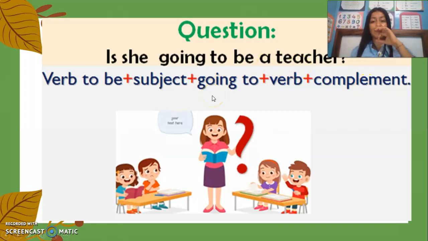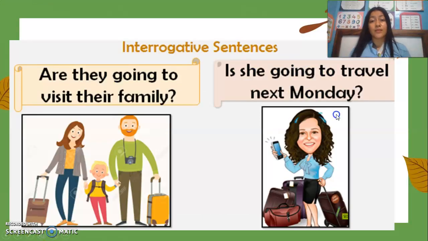Let's read the sentence together, please. Is she going to be a teacher? It's a question. We don't know, but we are asking the question. Okay, interrogative sentences. Are they going to visit their family? I believe yes, they are, because if you can see here, they are ready to visit their family. It's a question. Look, the question mark at the end means it's a question.